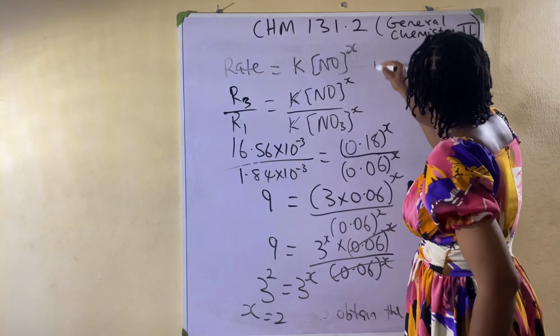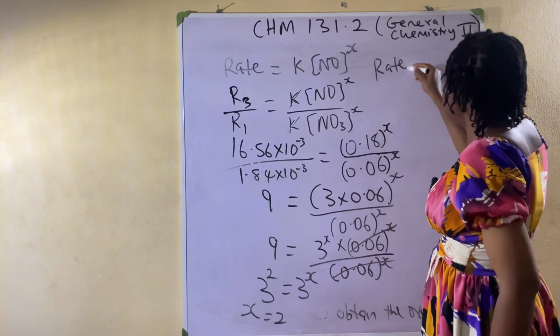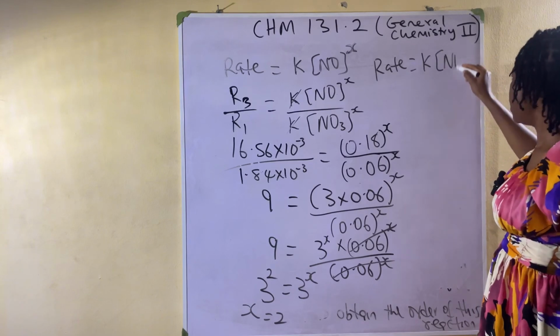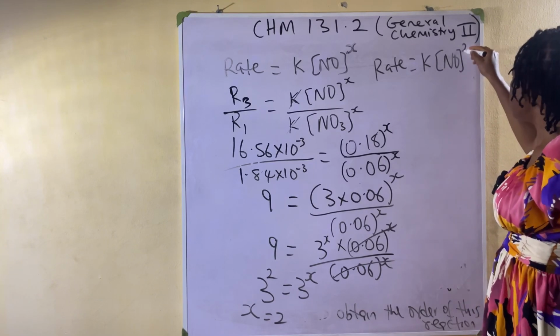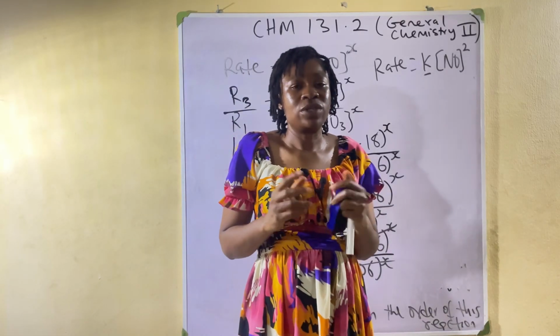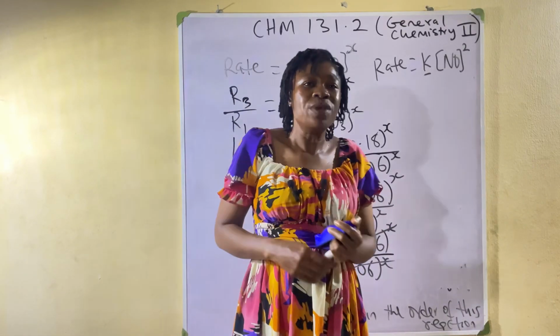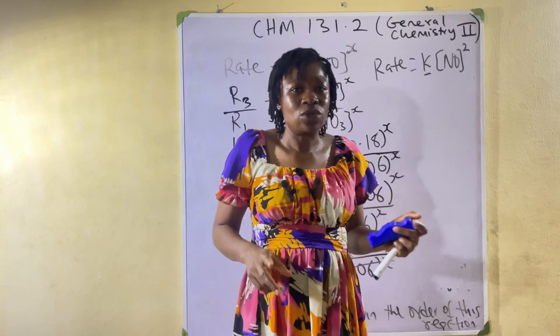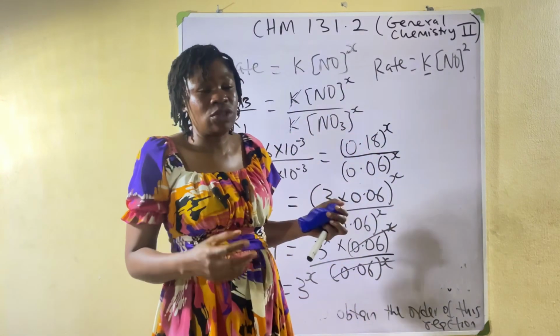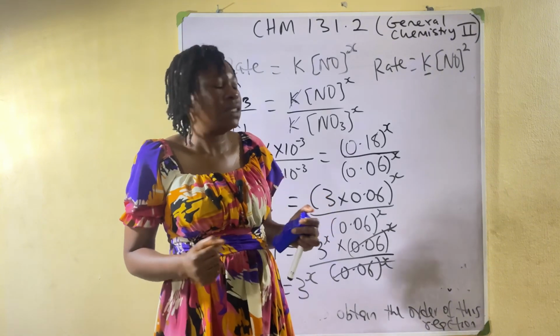So our rate law, I'll now substitute it here: rate equals k times NO to the power 2. That was part 1 for order of reaction and rate law. In the next video we'll be doing the second order reaction and many more exercises on the order of reaction and the rate constant.